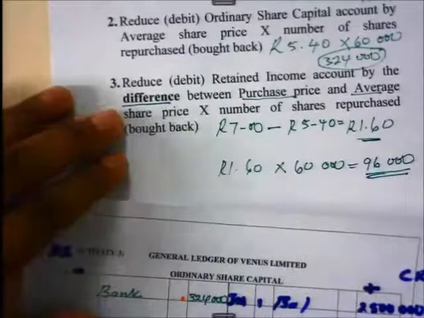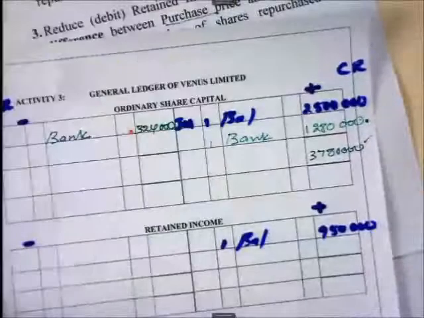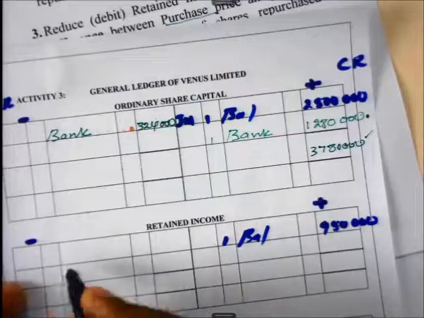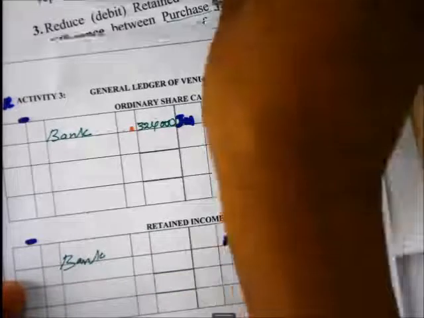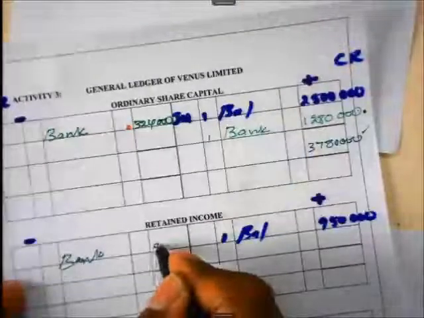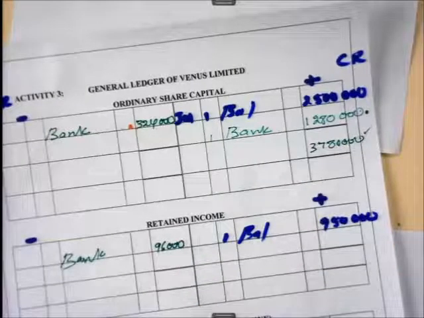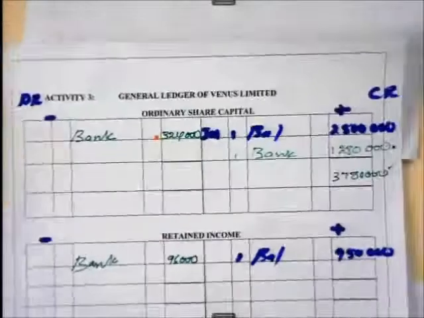Right, then you go to retained income. Remember, our retained income has a credit balance. If you want to reduce it, we must make a debit entry. Then you'll say bank. And what is the amount that we have just calculated? 96,000 rand. I'm not going to do the alternative method, otherwise I'm going to confuse you. Right.